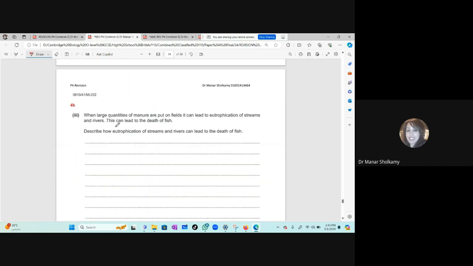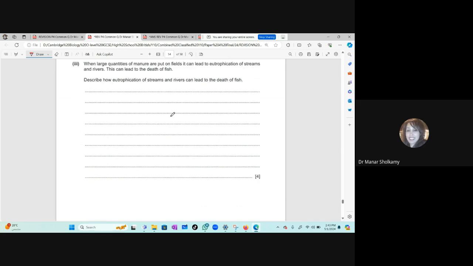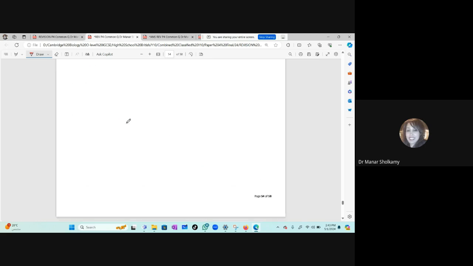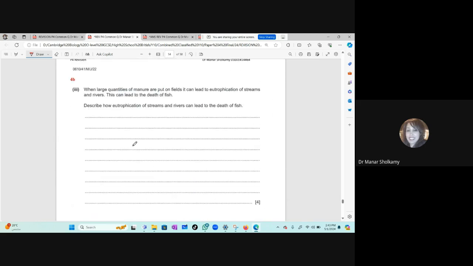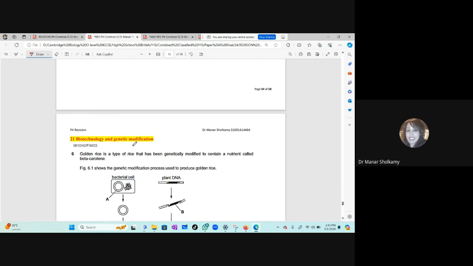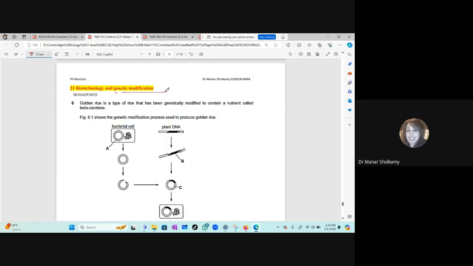Let's finish. Describe how eutrophication of streams and rivers can lead to the death of fish. I'm not going to answer this question because we already did. I think I went over the common questions in ecology, but this does not mean that you do not study the rest. Study everything. Okay. Genetic modification. Before I move on, does anyone have any questions?